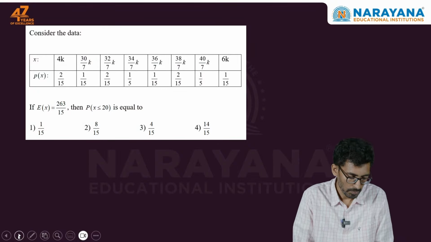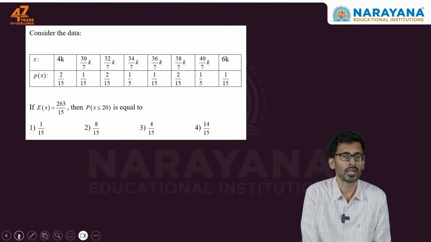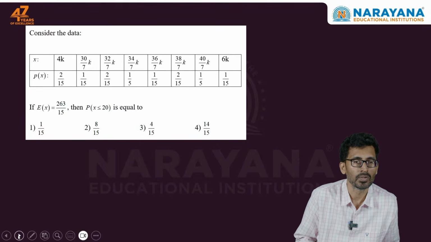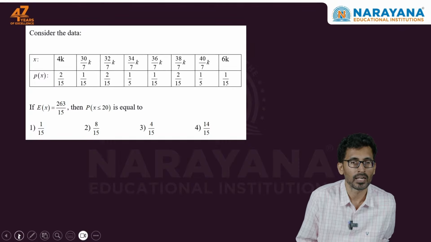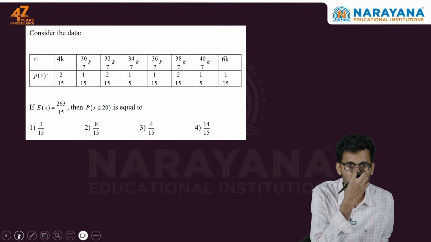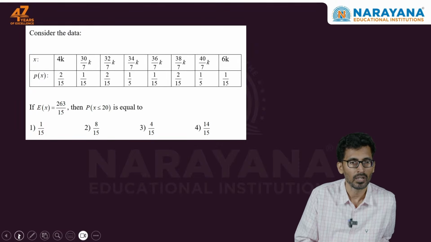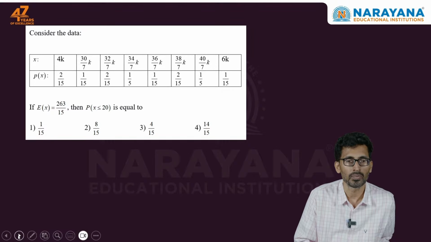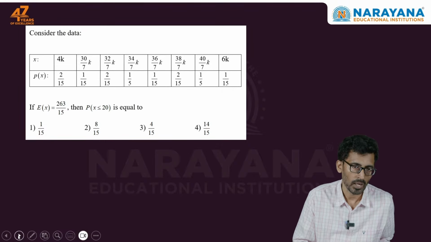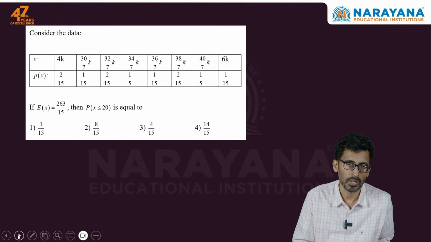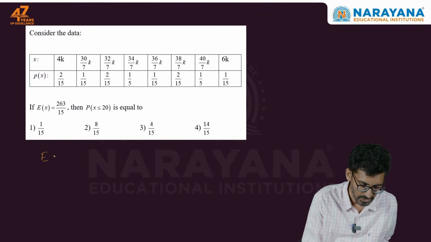Next one, here we have a question on probability. We have a question on a random variable x. X is taking the values 4k, 30k by 7, 32k by 7, 34k by 7, 36k by 7 up to 6k, and p of x is equal to 2 by 15, 1 by 15, 2 by 15, and we have 1 by 5 which is equal to 3 by 15, 1 by 15. So here they have given E of x. E of x means mean.